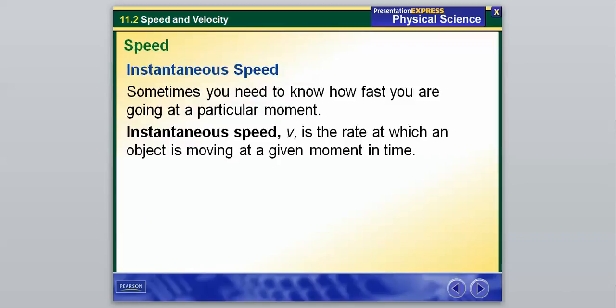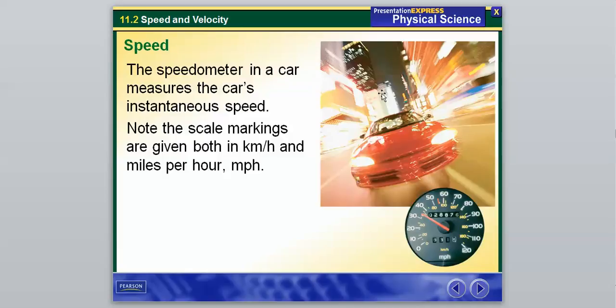Now our other type of speed is instantaneous speed, and this is just the rate at which an object is moving at a given moment in time. It's really just how fast you're going at one particular instant. Like if you took a snapshot, how fast are you moving right now? That is your instantaneous speed. And one easy way to measure instantaneous speed is the speedometer in the car. Whatever your car says is your instantaneous speed at that moment.